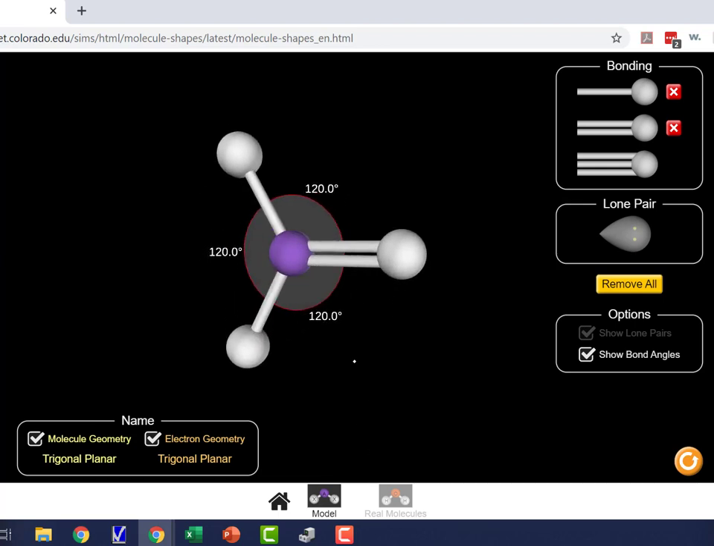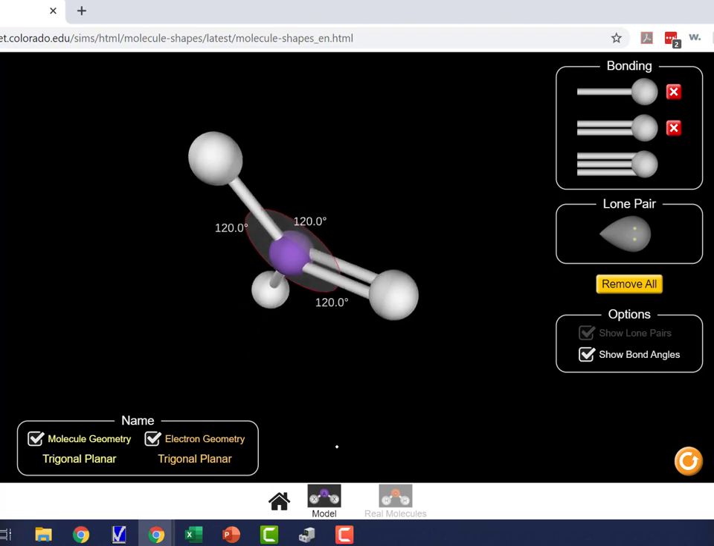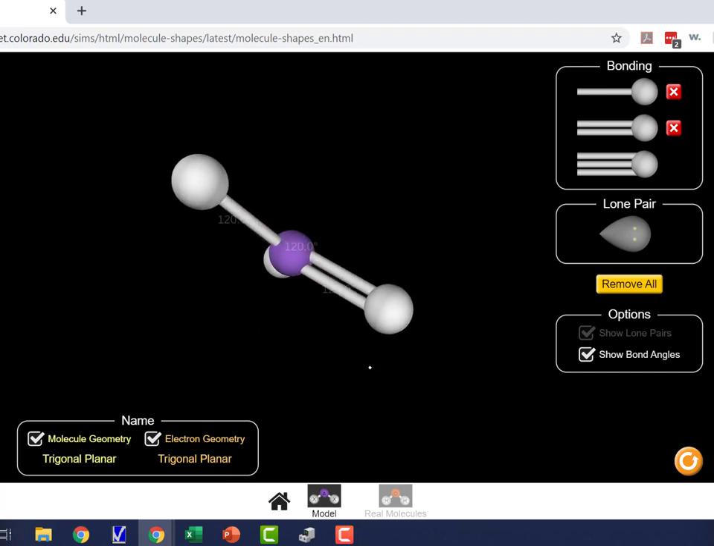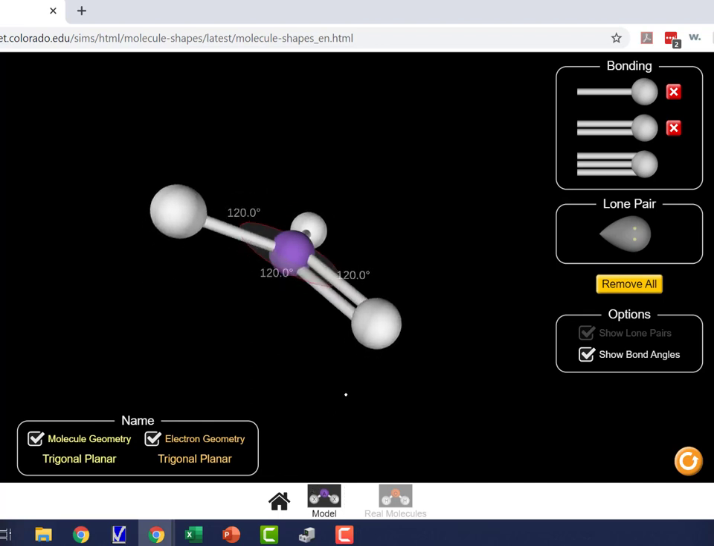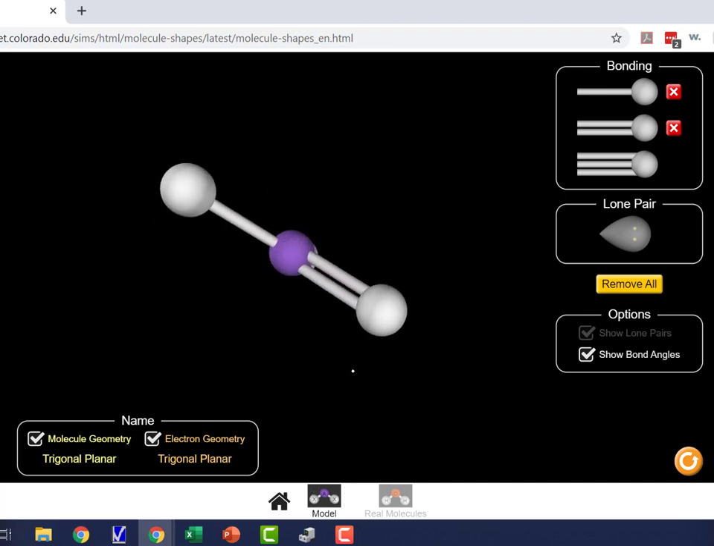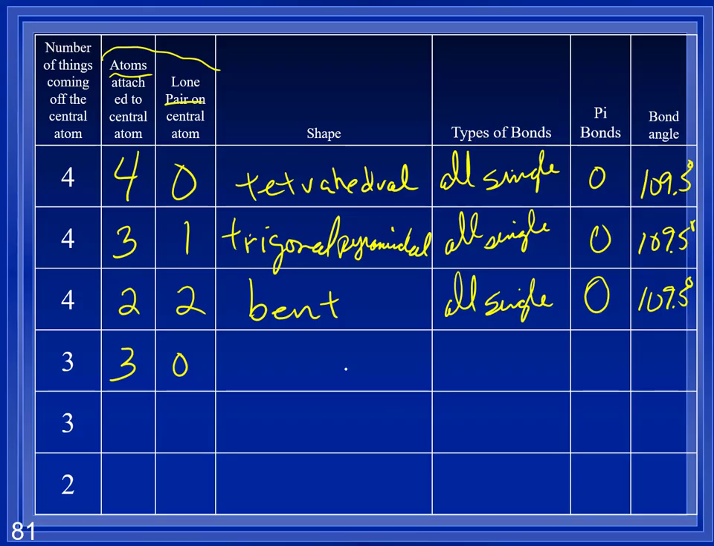Now, the bond angle here is 120. What about the shape? Well, it's a triangle. Everybody agree about that part? Pointy or flat? Flat, right? So the way we say flat triangle is trigonal pyramidal. Triangle. Or no, not pyramidal, planar, sorry. We did pyramidal already. Trigonal planar. Planar is flat, pyramidal is pointy.